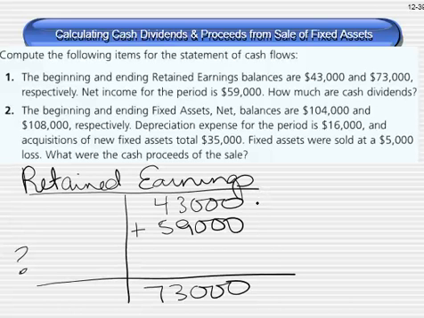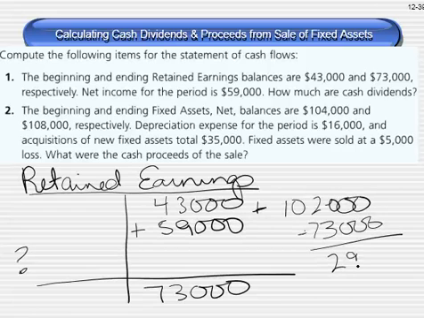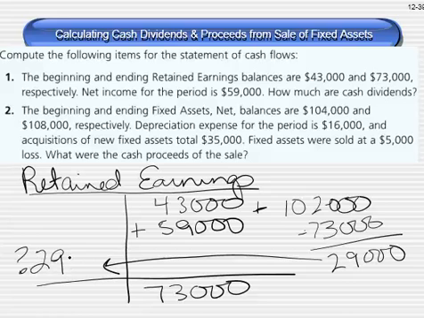Well, if I add these two up, I get $102,000 maybe? Let's see, 43 plus 59, looks good. And then minus the ending balance of $73,000, and that tells me that I have a $29,000 decrease. That is going to be the amount that I paid out in dividends to my stockholders, $29,000.